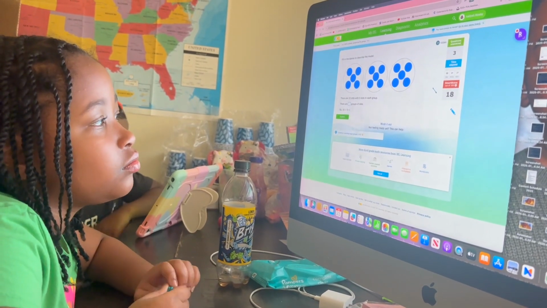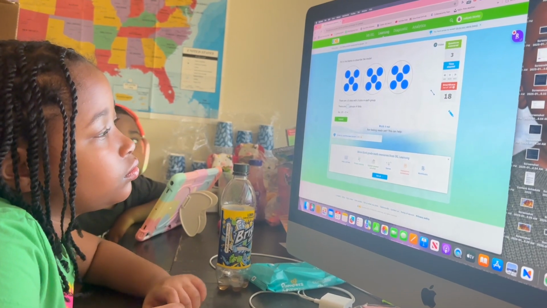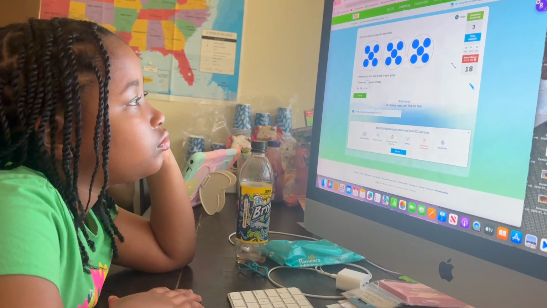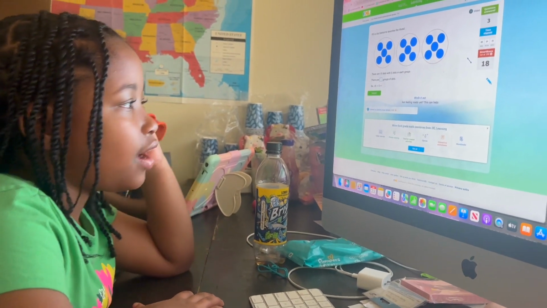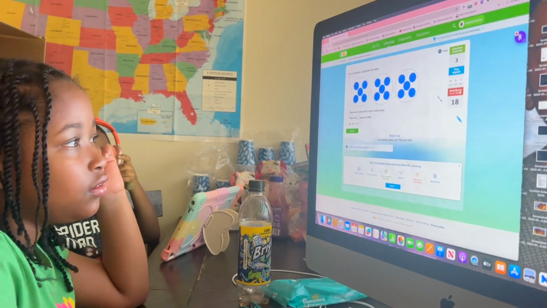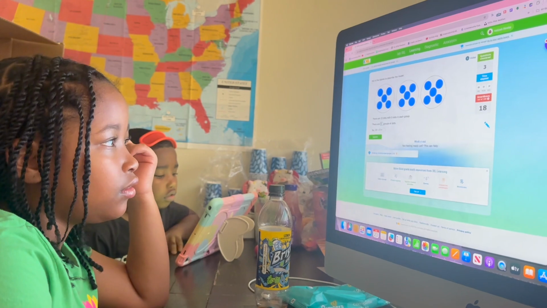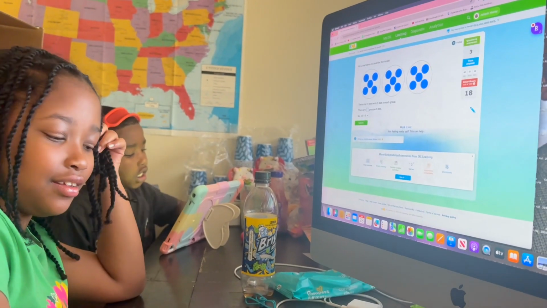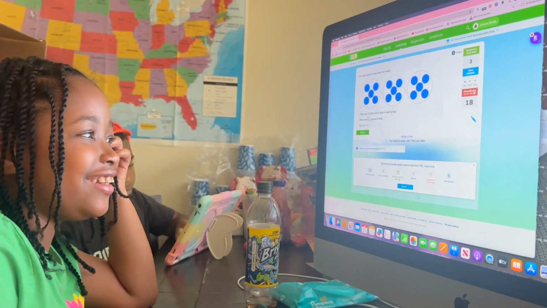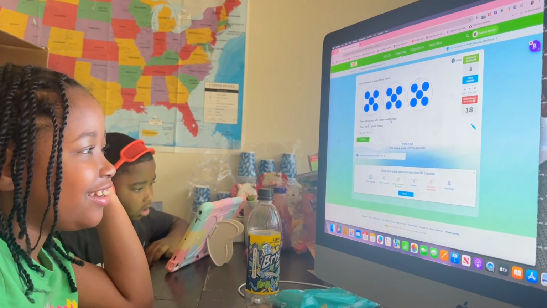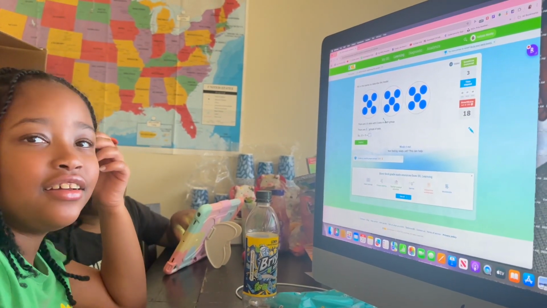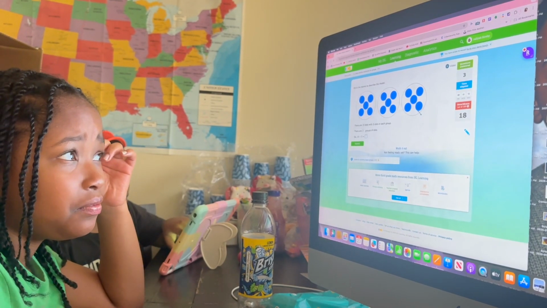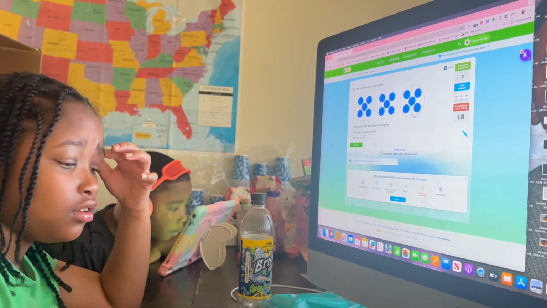So there are 15 dots with 5 dots in each group. There are how many groups of dots? You gotta pay attention to what it's asking. How many groups of dots are there? 5. How many groups? Oh, not how many dots are in each. How many groups? So you gotta pay attention to what you're reading. 3 groups. So that means 15 divided by 5 is 3.